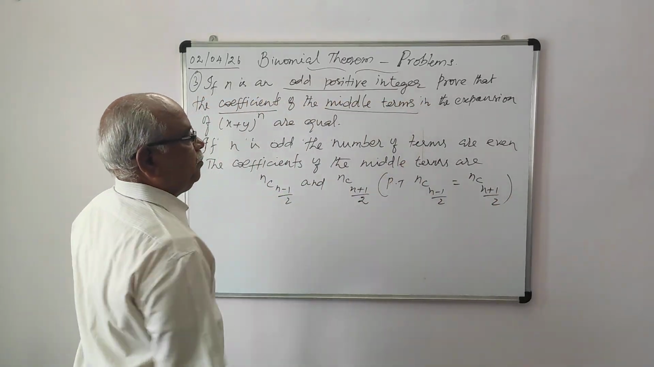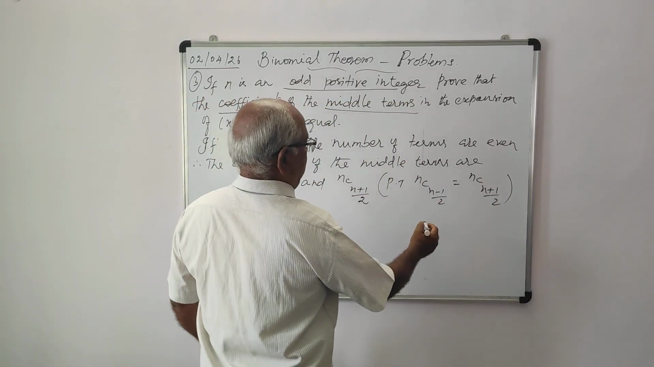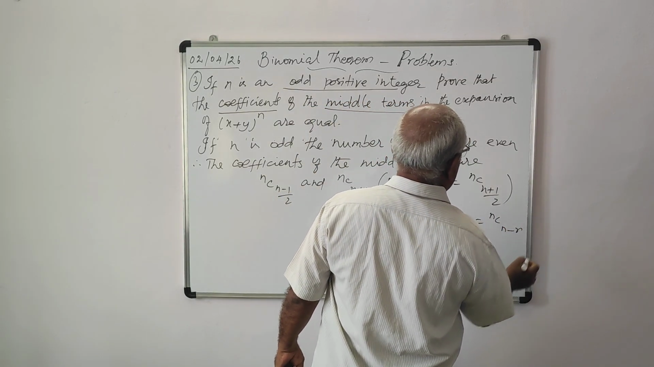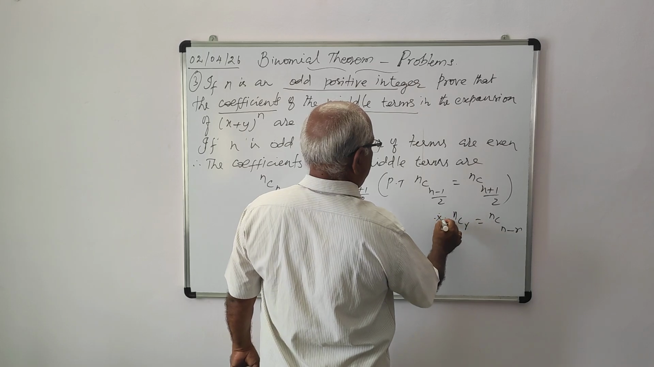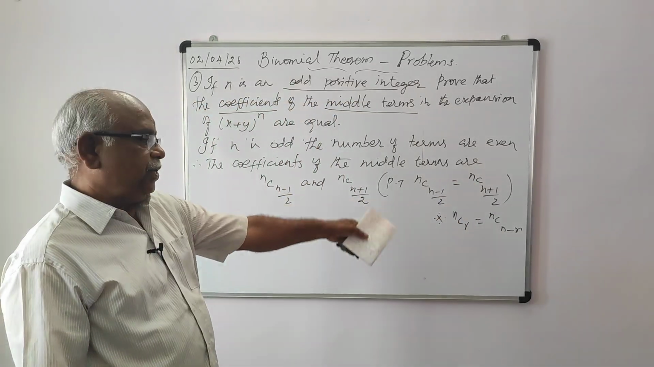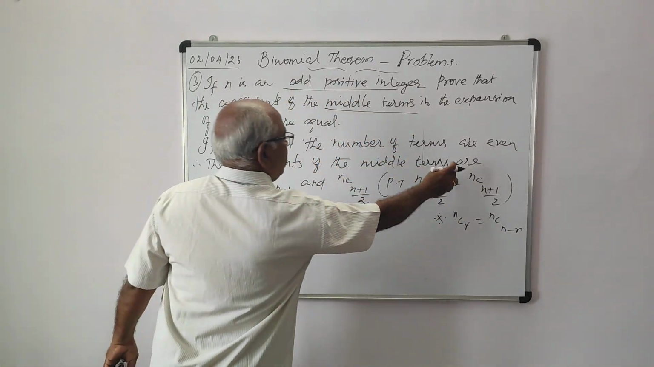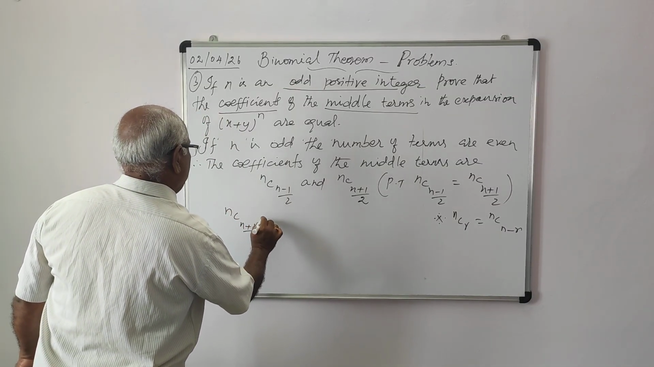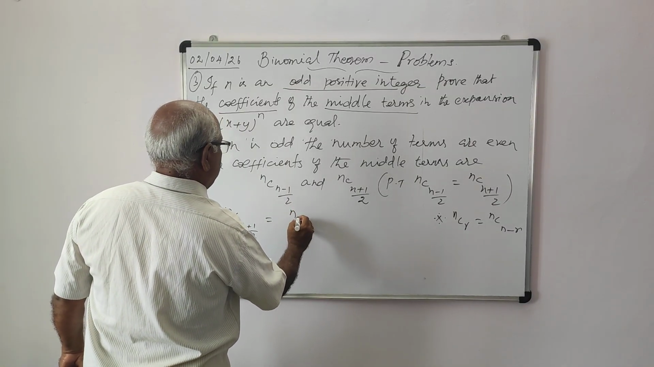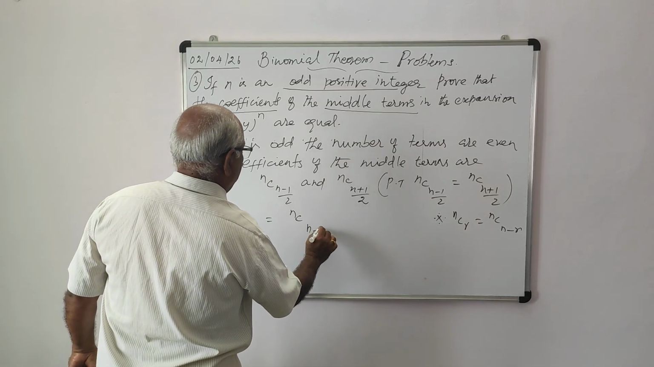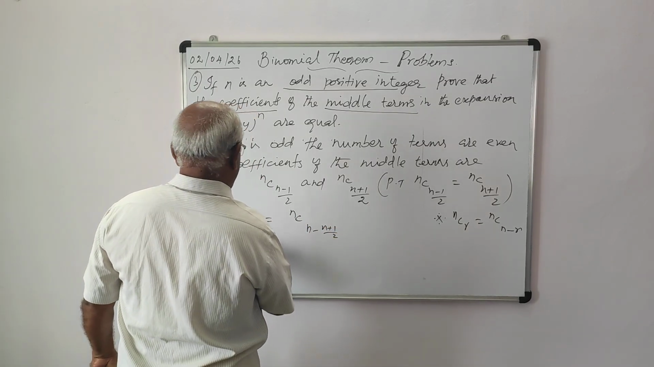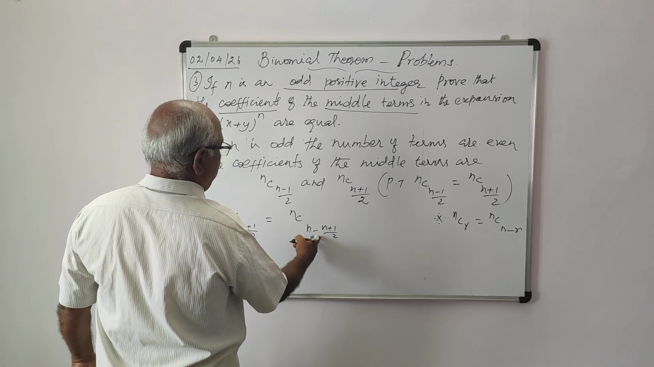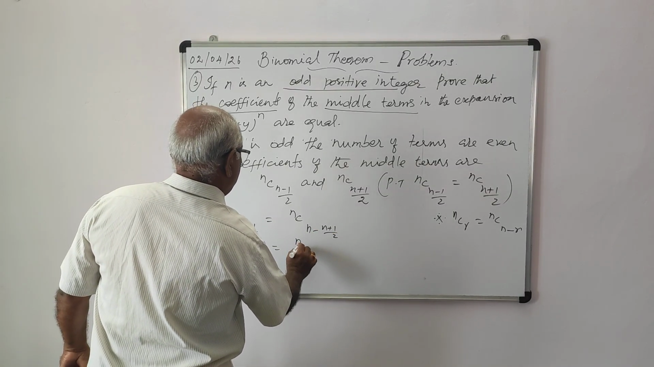இரண்டு ஈக்குவல்னு சொல்லணும். அதுக்கு நான் வந்து ஒரு ரூல் எடுத்துக்கிறேன். nCr equal to nC(n minus r). இது தெரியும். இது ஒரு காம்பினேஷன் ரூல். I am considering nC(n plus 1)/2. nC(n plus 1)/2 equal to nC(n minus r), where r is (n plus 1)/2, that is nC(n minus (n plus 1)/2).